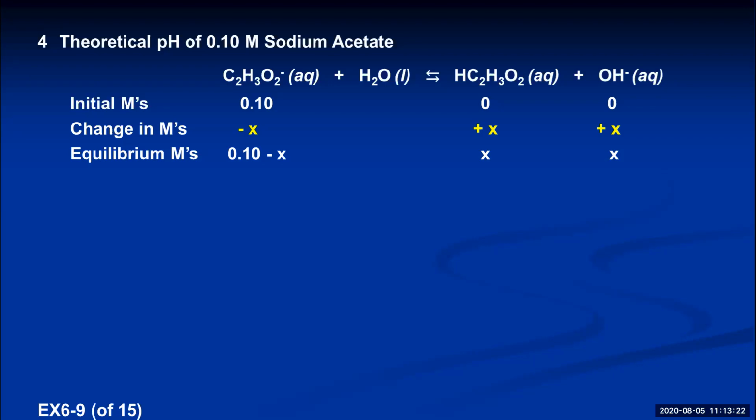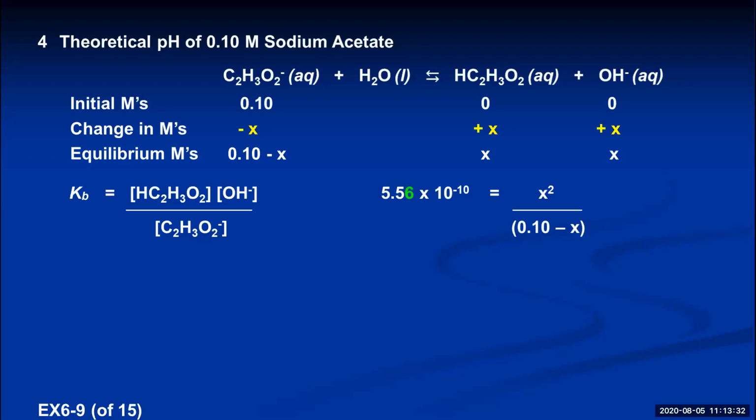Products over reactants molarities equals the Kb for the acetate ion. We know the equilibrium molarities, and we just calculated the Kb a moment ago, so therefore 5.56 times 10 to the minus 10th must equal X squared over 0.10 minus X. Because the constant is so small, we know X will be a small number in this problem. I'm going to ignore the X in the denominator, and I can solve for X, which turns out to be 7.46 times 10 to the minus 6th.